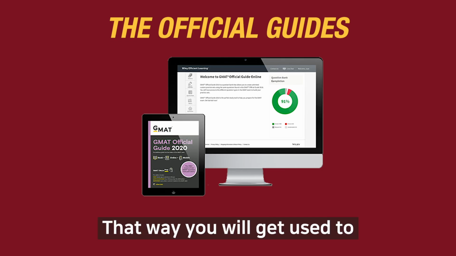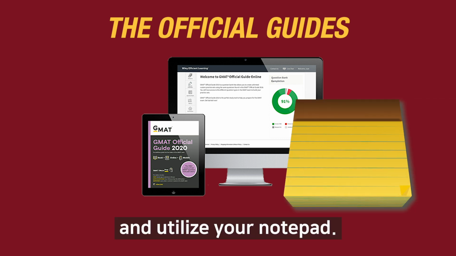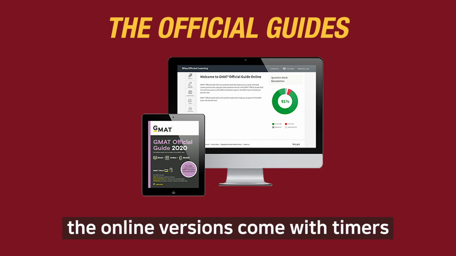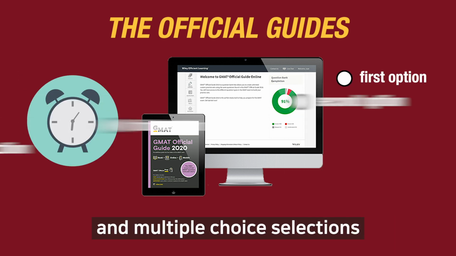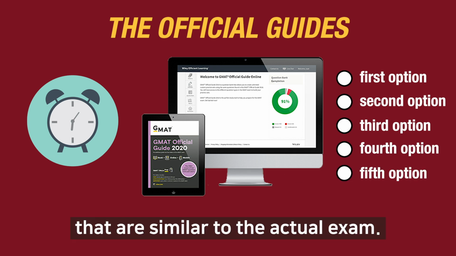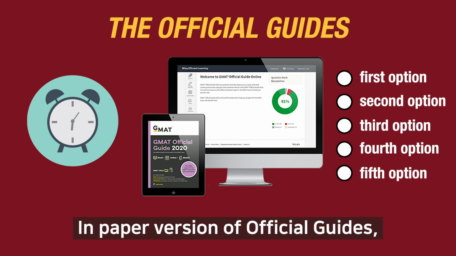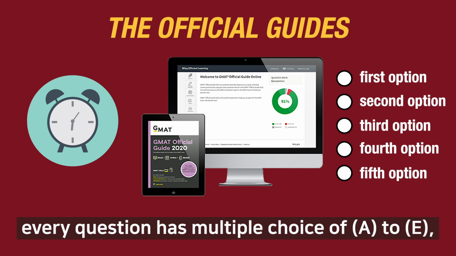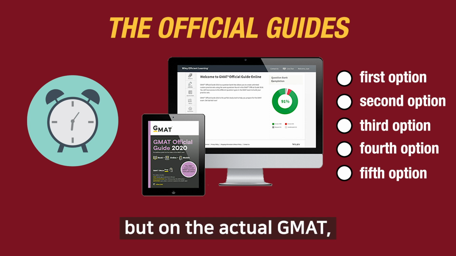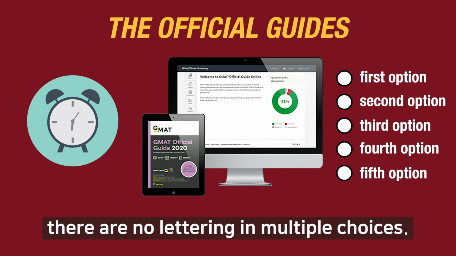That way, you will get used to looking at computer monitors and utilize your notepad. Also, the online versions come with timers and multiple choice selections that are similar to the actual exam. In paper version of the official guide, every question has multiple choice of A to E, but on the actual GMAT, there are no lettering in multiple choices.